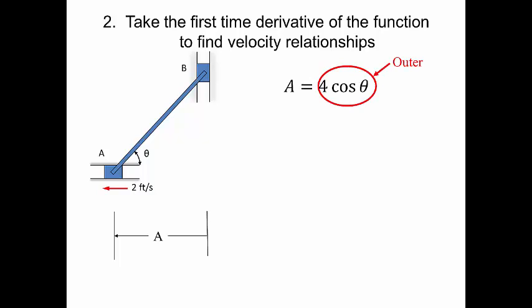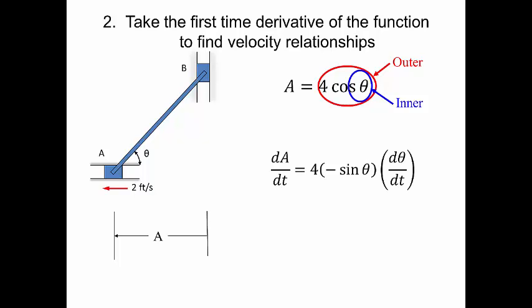In order to take our derivative, we have to use the chain rule. We take the derivative of the outer portion of the function times the derivative of the inner portion of the function. And we're going to take this derivative with respect to time. So if we take the first time derivative of our function, the derivative of A with respect to time is equal to 4 times the negative sine of theta times d theta dt. Notice that 4 times the negative sine of theta is the derivative of the outer portion of our function, and d theta dt is the derivative of the inner portion of the function.